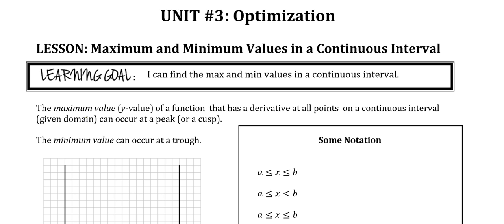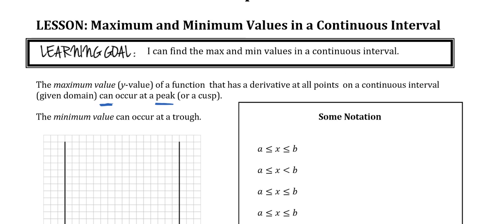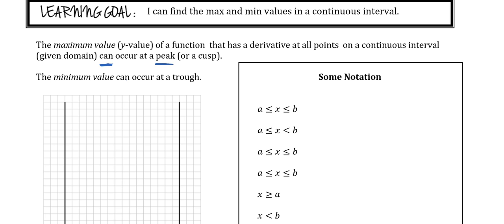So a maximum value can occur at a peak or a cusp. We'll look at what a cusp looks like in a moment. So we'll look at what a peak looks like. And the minimum value can occur at a trough. We call that a trough. So if I take a curve here, and you can just draw some kind of curve that's similar to mine, okay, like that. The curve, sure, continues on beyond this interval. Those black lines are designating the interval that we care about.